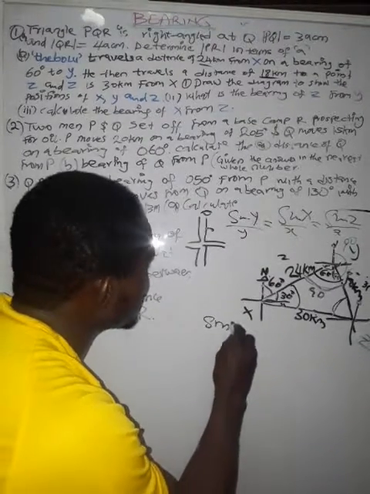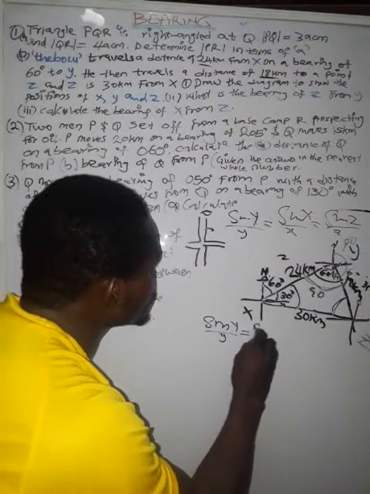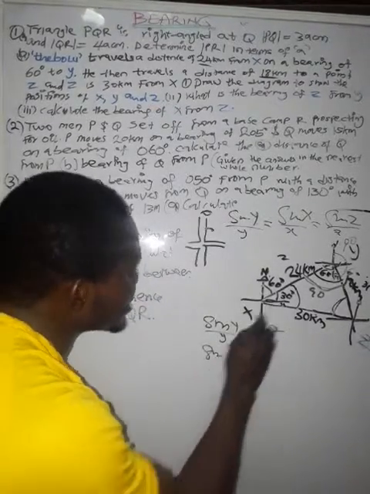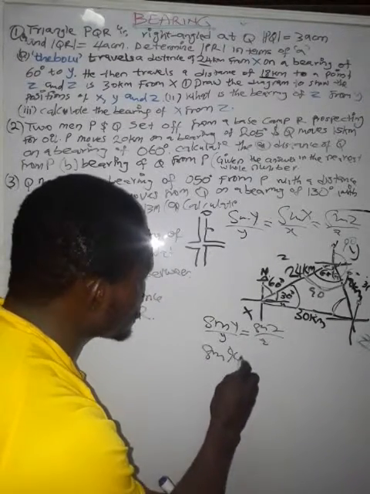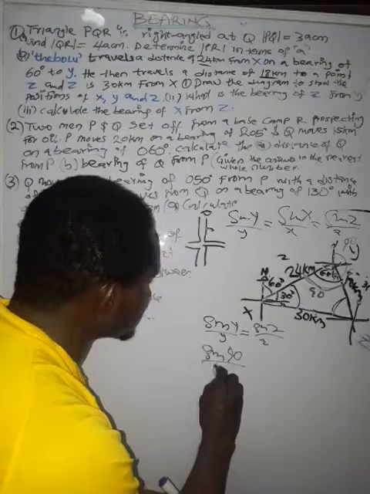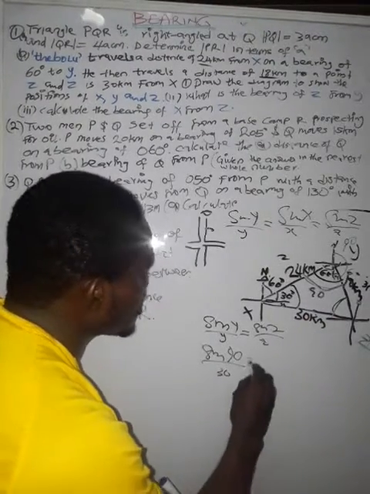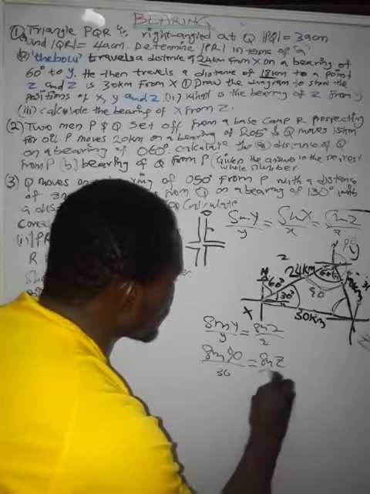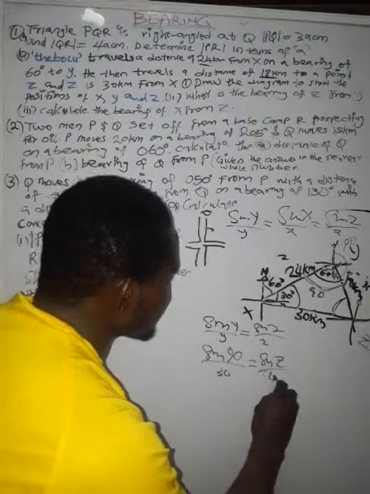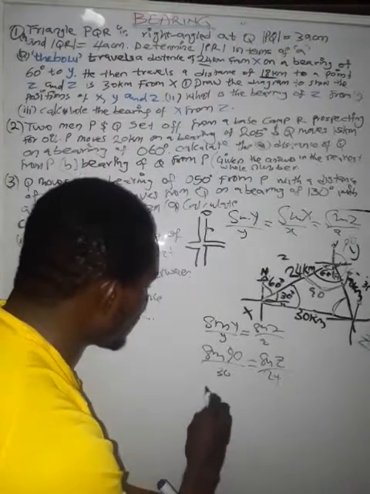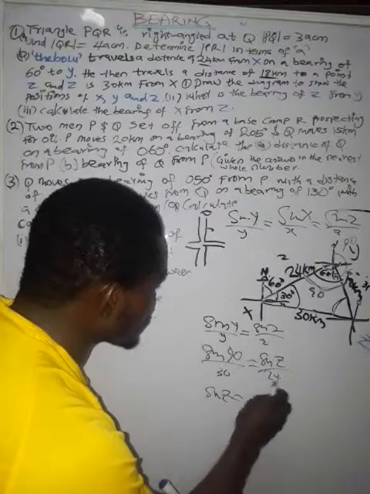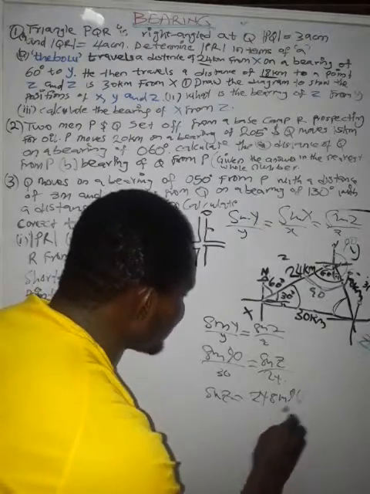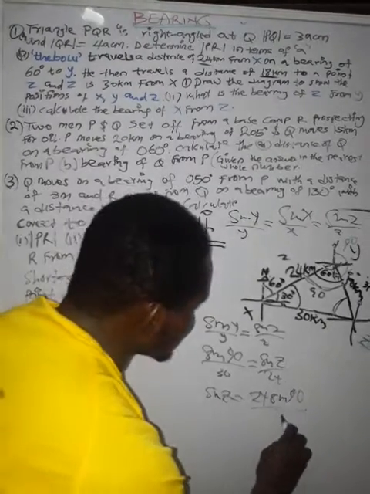So I will use sine y over y equals sine z over z. This is the sine rule. What is sine y? Sine y is 90 degrees. 90 over small y, which is 30, because it's facing this side, equals sine z, which is unknown, over small z, which is facing this side, 24. So my sine z will be equal to 24 times sine 90 divided by 30.